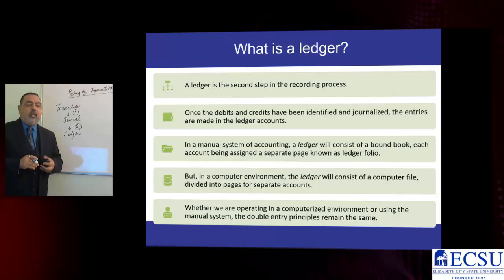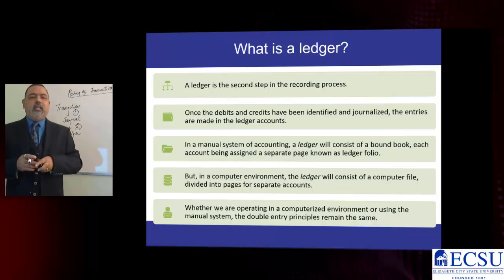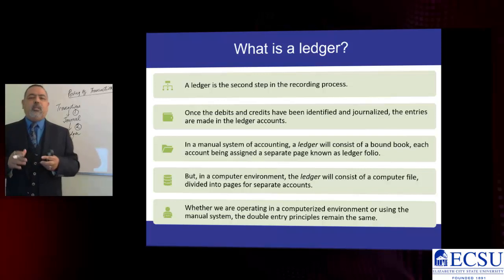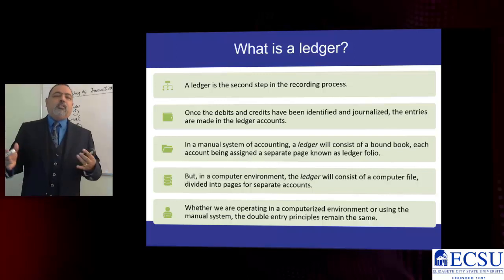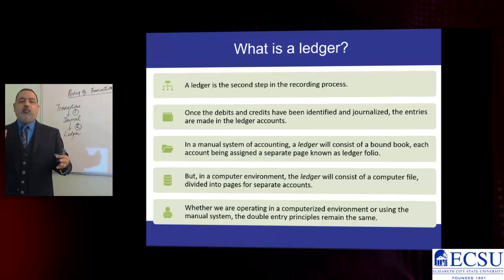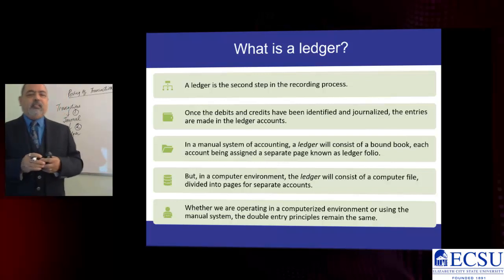ledger accounts. In a manual system of accounting, a ledger will consist of a bound book, each account being assigned to a separate page known as a ledger folio. That's why sometimes you will see terminology like a folio. It essentially signifies on what page you will be able to find that particular account. So that is the ledger folio.